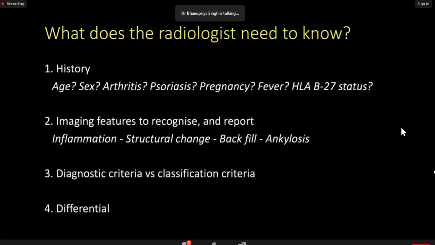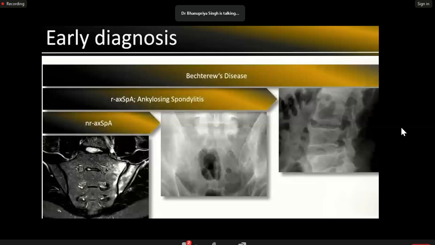So how do we function in this background and with this knowledge? We take the history, the age, the gender of the patient. Is there arthritis generally, and are other places involved? Was there psoriatic history, pregnancy, fever, and HLA-B27 status? Now the sequential imaging spectrum in ankylosing spondylitis is, initially there is inflammation, then there are structural changes, then there is something known as a backfill that we'll be discussing, followed by ankylosis, which is the end stage. So we'll be discussing the diagnostic and classification criteria and touching upon the differentials.